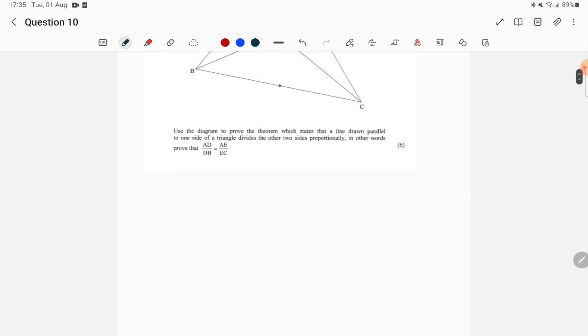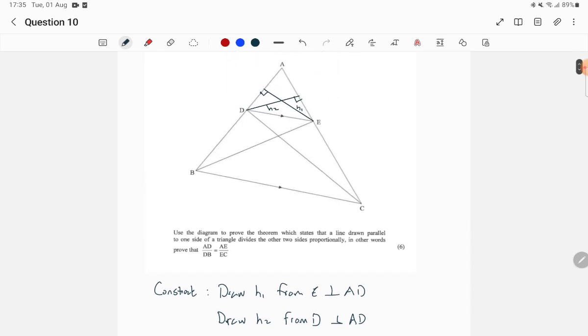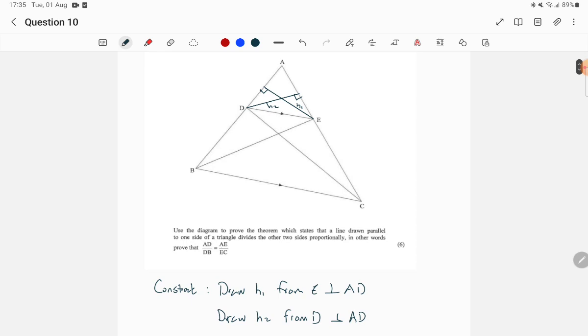So once we construct that, let's make a note of that. Construct, draw H1 from E perpendicular to AD and draw H2 from D perpendicular to AE. Right? So they specifically have to be at 90 degrees. So H2 from D to AE.